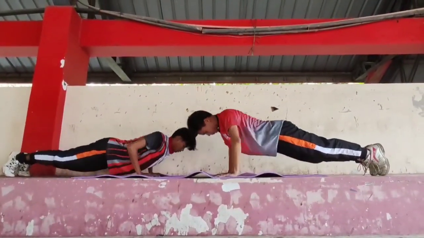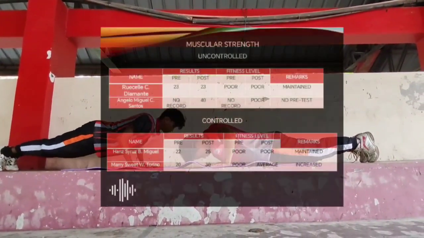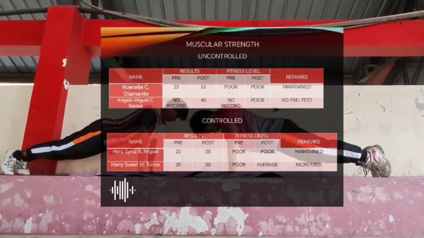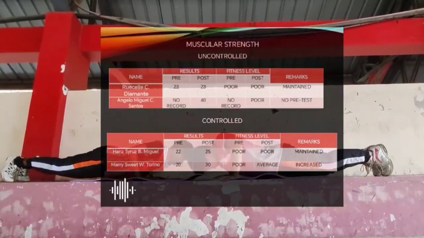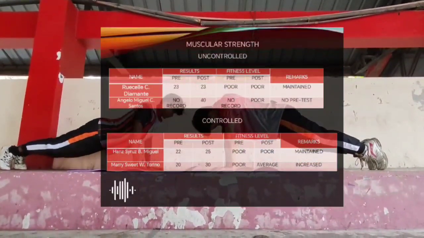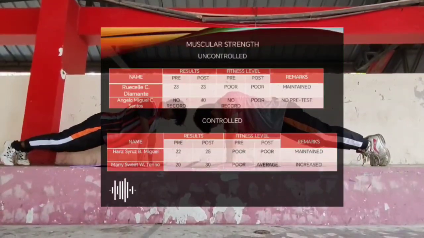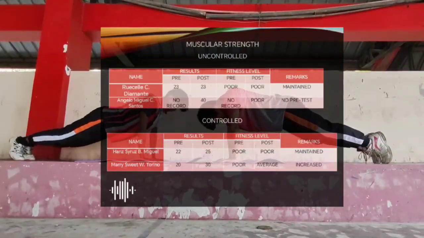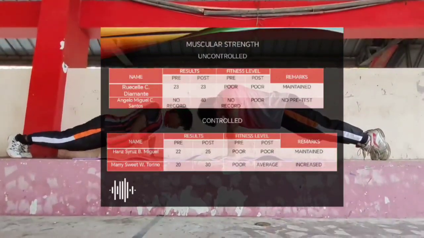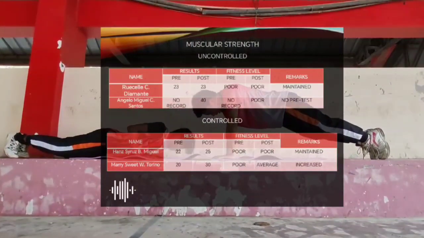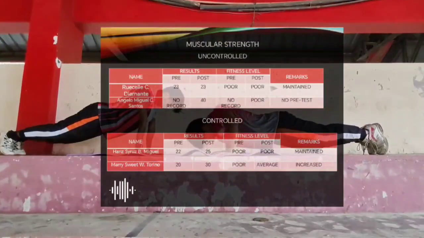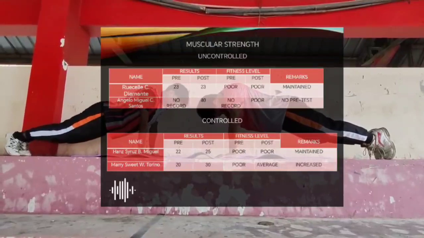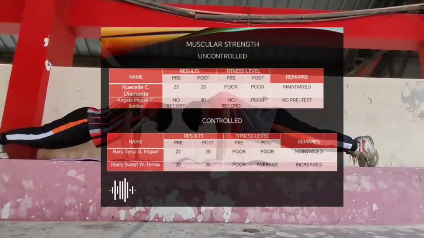In getting our data for muscular strength, we did the push-ups. We will first go to the uncontrolled group. Rosal Diamante, in his pre-test result, he has 23 repetitions of push-up and his fitness level is poor. In his post-test, he scored 23 push-ups, giving it the level of poor. In his remark, it is stated that his muscular strength has maintained. As for why his muscular strength maintained, it is because he has not been active in doing training for his varsity and his body is not conditioned.